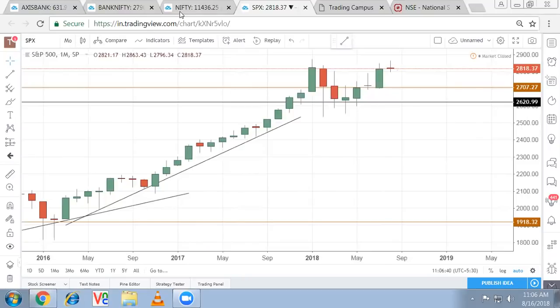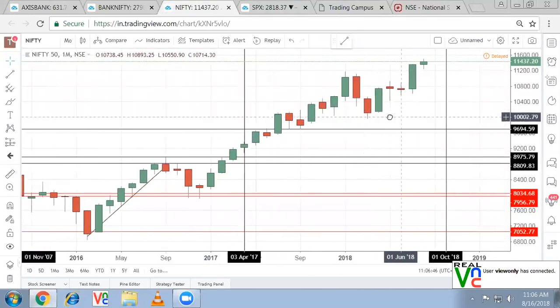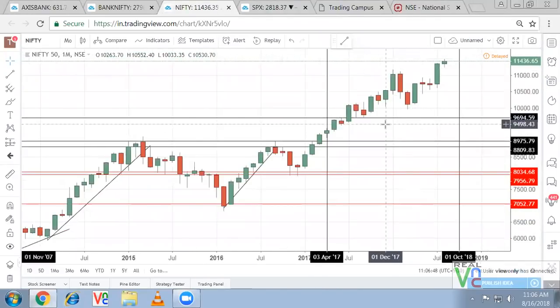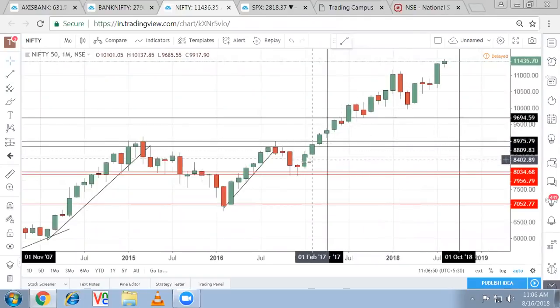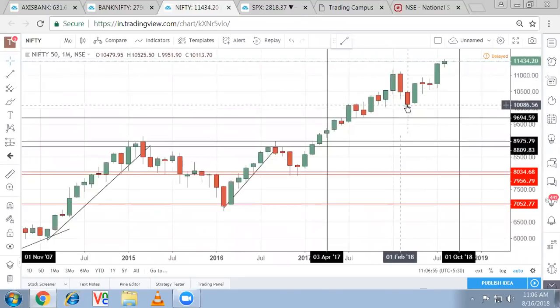Now let's go back to Nifty and see, are we seeing the same things happening on Nifty as well? Now what I see on Nifty, it's again the monthly chart. The most important point on Nifty: it has been a smooth ride all the way to almost 11,000, coming back down, and then it basically takes another high.